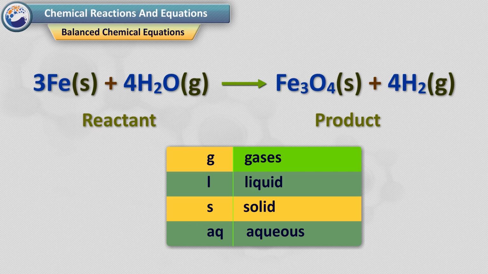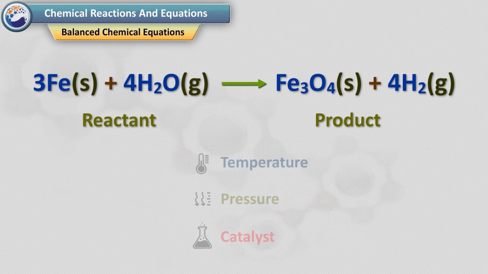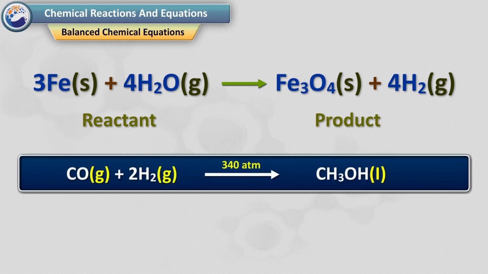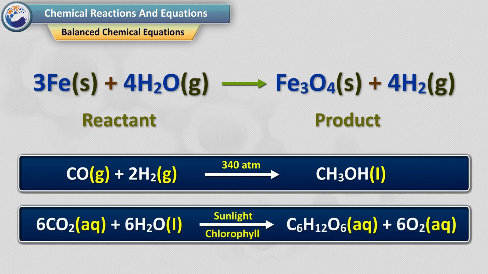Note that the symbol g is used with H2O to indicate that in this reaction water is used in the form of steam. Usually physical states are not included in a chemical equation unless it is necessary to specify them. Sometimes the reaction conditions, such as temperature, pressure, catalyst, etc., for the reaction are indicated above and/or below the arrow in the equation. For example, in the corresponding equation, 340 atmospheric pressure is a necessary condition. In the photosynthetic equation, the terms sunlight and chlorophyll are written above and below the arrow.